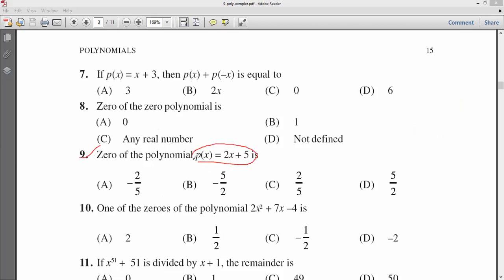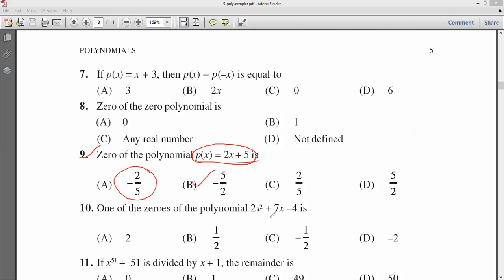You can do it mentally. How can you find the 0? I told you in the beginning, equate this polynomial with 0. Tell me the answer. Minus 5 upon 2 or minus 2 upon 5? Minus 5 upon 2.